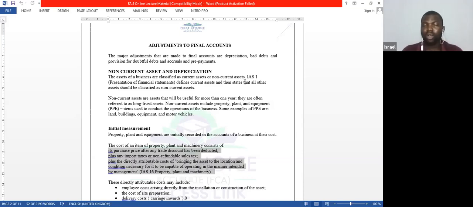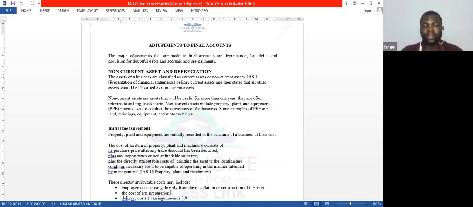Number 4, the cost of material that you use to test the machine. If you buy a machine now, you have to test it. And those costs, those materials that you put in the machine to test it, will be added to give you your total cost. That's what IAS 16 is saying.